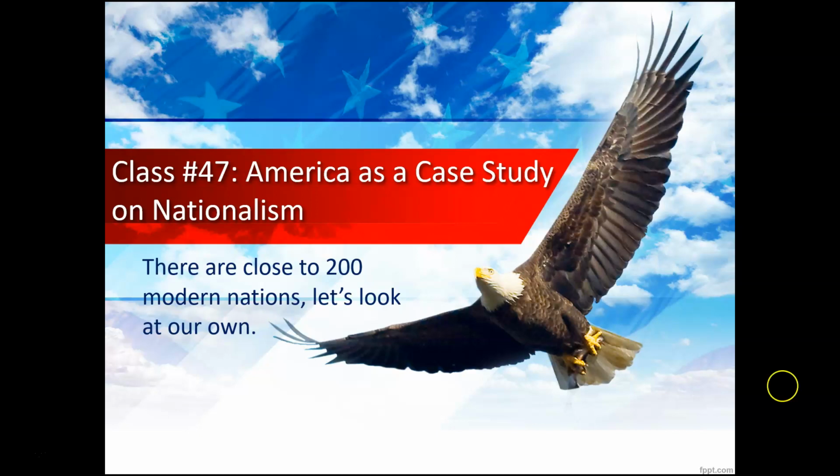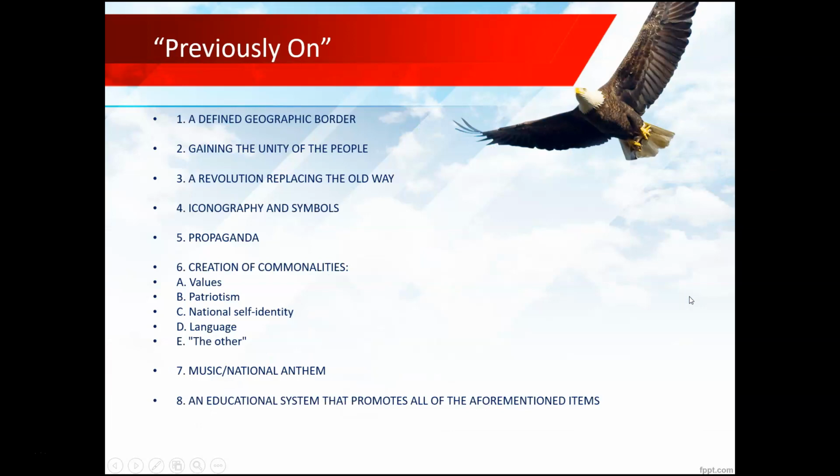And again, there's close to 200 modern nations. But before we get into this, previously on yesterday's class, I gave you my formula on what I consider nationalism. And I likened it to the analogy of baking a cake. You take 8 disparate ingredients, or 6, whatever it takes to make a cake. You blend it together, you bake it, and you have this unified product.